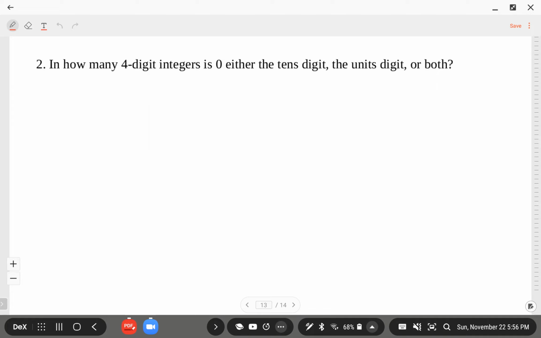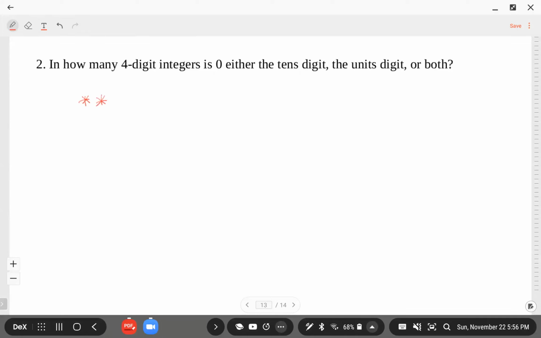In how many four-digit integers is zero either the tens digit, the units digit, or both? Basically, I'm just going to walk you through this one because it is pretty hard. You have to use the exclusion method to solve this one. So we have a few possibilities.